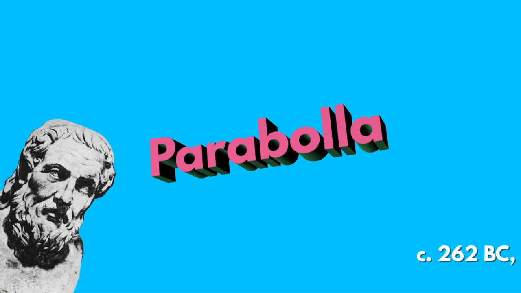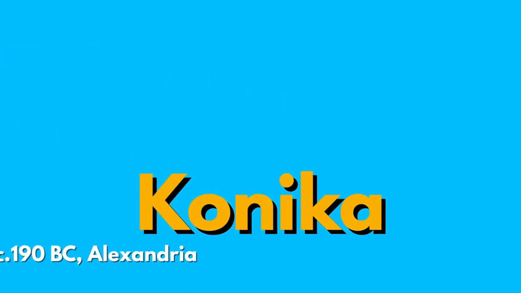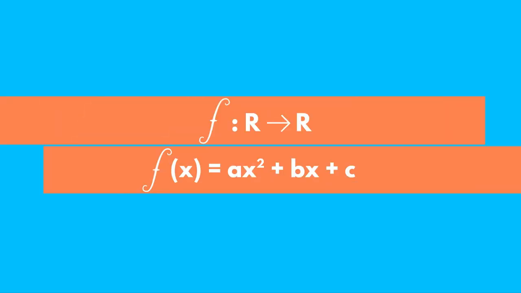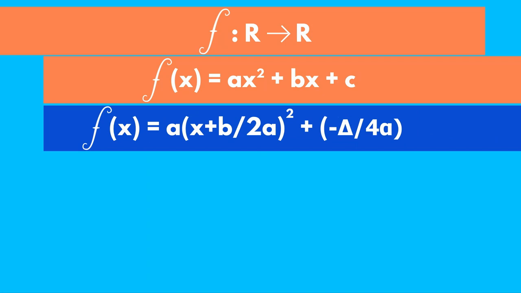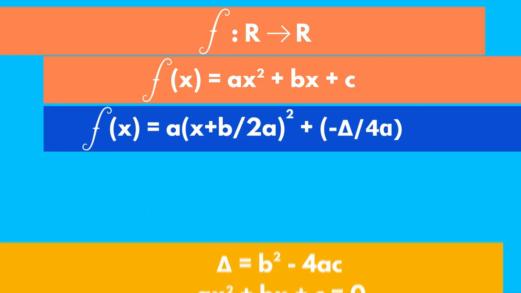But what is a parabola? Apollonius from Perga, a Greek geometer and astronomer, in his most important work named Conica, introduces parabola as a new term and presents numerous properties of it. In general, a function like f(x) = ax² + bx + c, where a, b, c are real numbers and a is different than zero, can also be written as a relation in which delta is the discriminant of the equation.